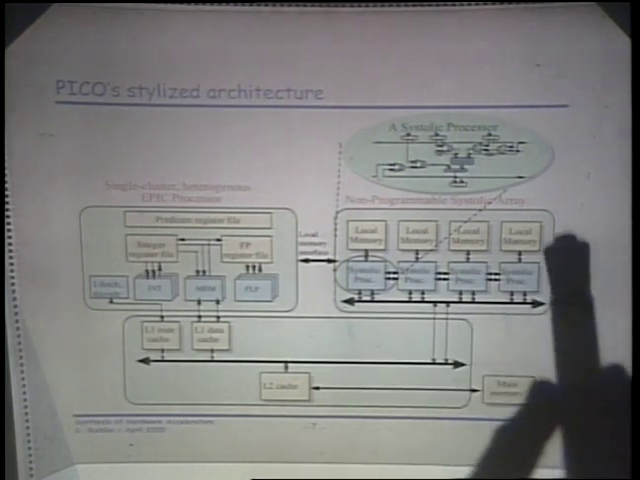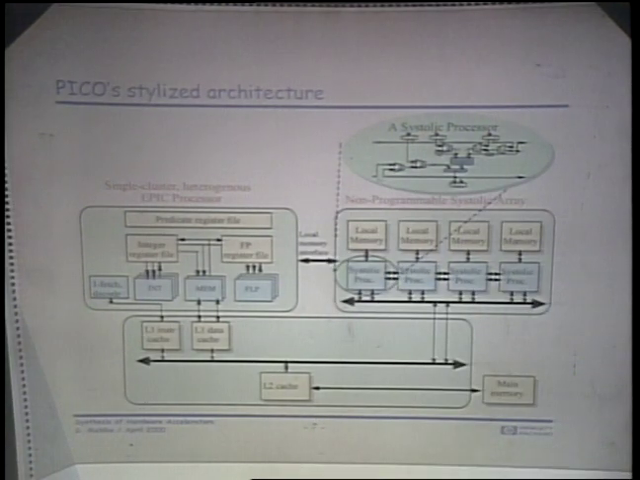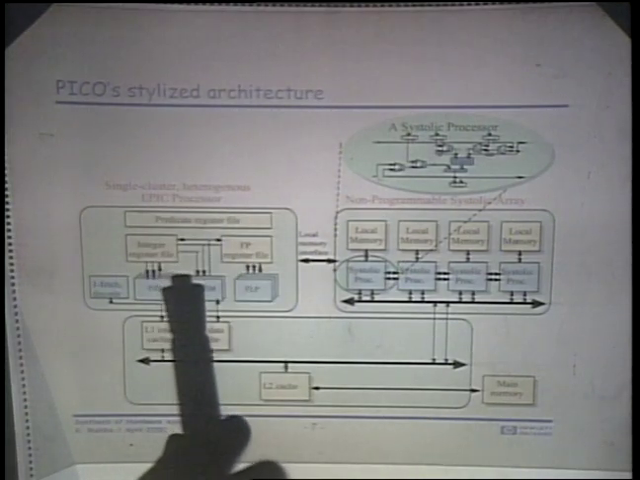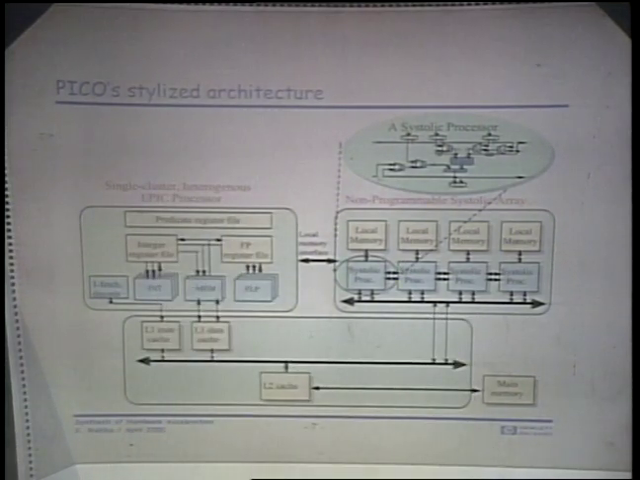Now for this talk, I'm going to focus on the right-hand side here, which is our hardware accelerator. So essentially what you're going to do is take your application. 90% of your application is going to be compiled and run on the core processor. The remaining 10%, which is the computation intensive part, you're going to create a special purpose coprocessor, and that coprocessor is going to run that 10% of the code.